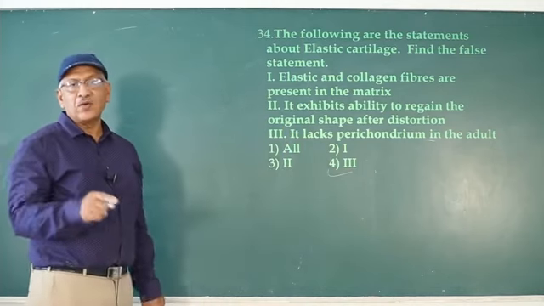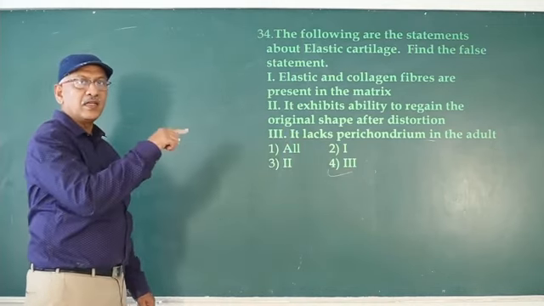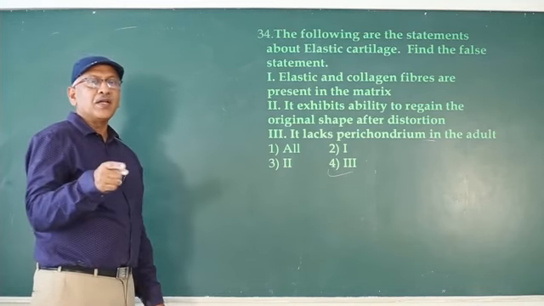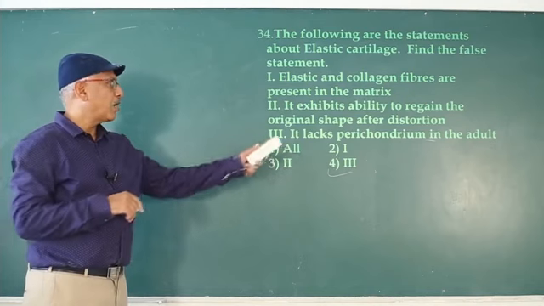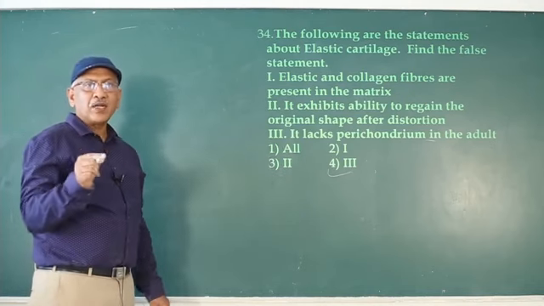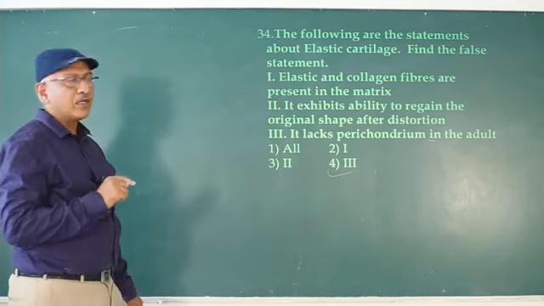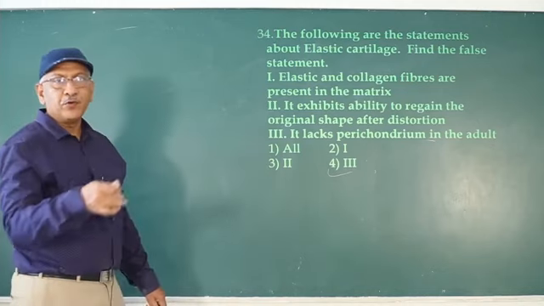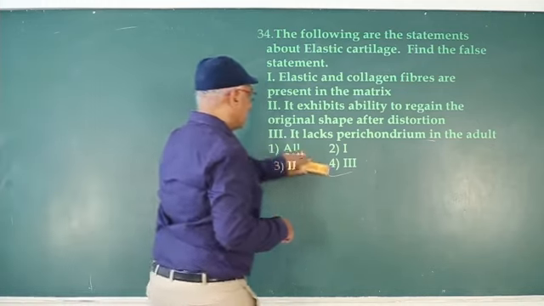Perichondrium is present around the cartilage in case of hyaline cartilage and elastic cartilage. Perichondrium is absent in fibrous cartilage. What is perichondrium? A fibrous layer present around the cartilage, perichondrium. Nutrients from perichondrium only diffuse into cartilage.